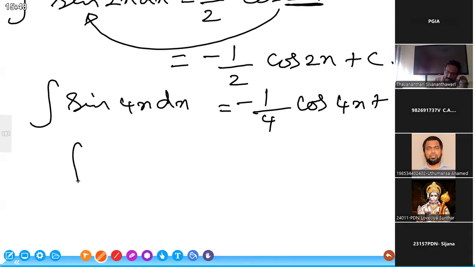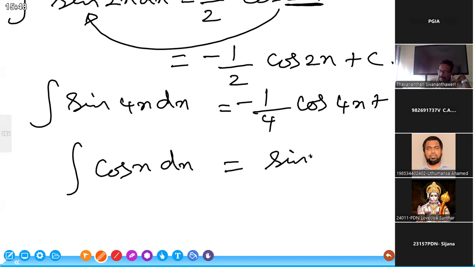Right. If you integrate cos x with respect to dx, it becomes linked with the differentiation. It's sin x plus c.